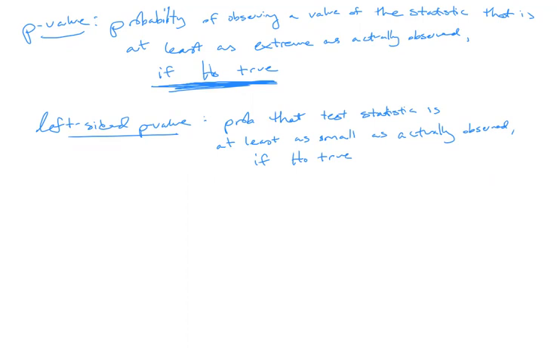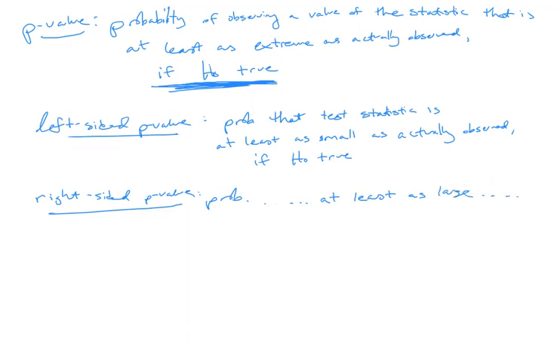And then you can probably guess what the other definition will be. The right-sided p-value is the probability that the test statistic is at least as large as actually observed, assuming that the null hypothesis is true.